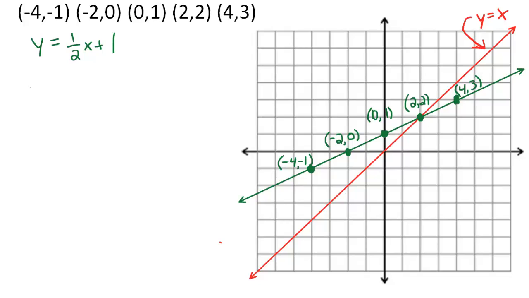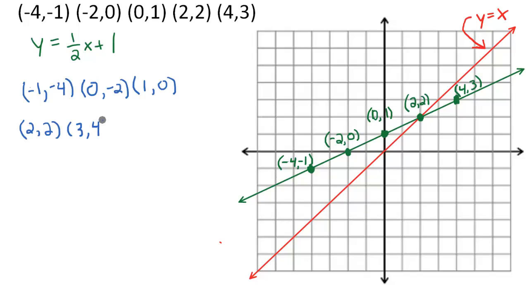So what we would do is just basically flip-flop the x and the y. So right here the x is -4. Well, now it's actually going to become -1, and then the x becomes the y. So -4 becomes the y here, and you do that with each one of those points. So now another point is going to be 0, -2. You also have 1, 0. 2, 2. It'll be the same thing, of course, when you flip those. And then this will be 3, 4.